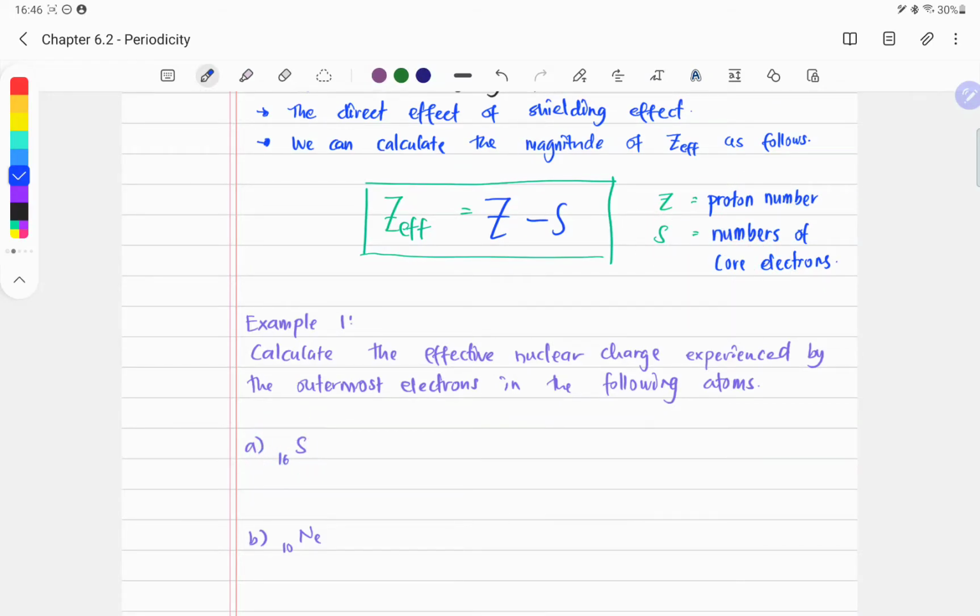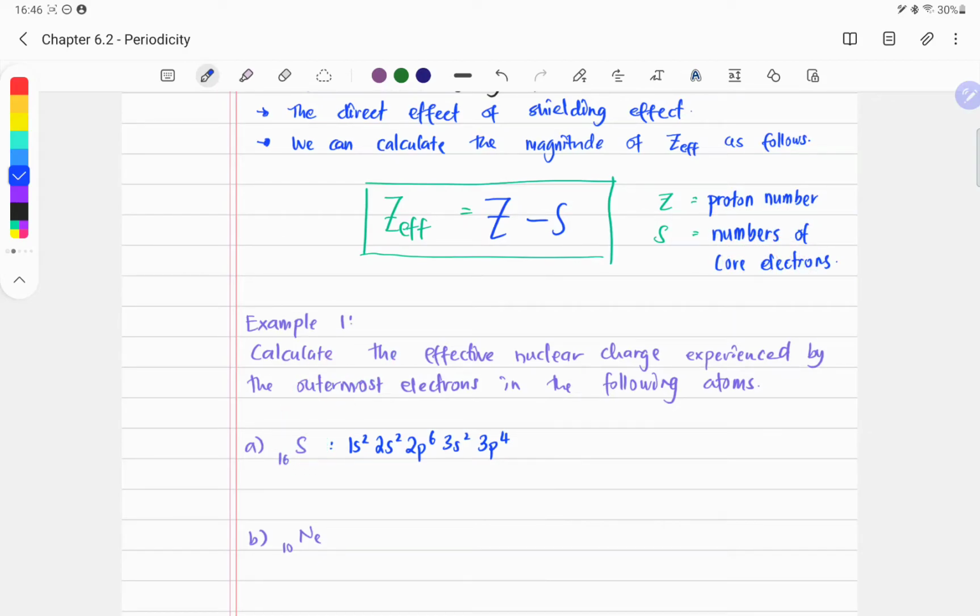So first of all, kita tengok dekat sini example 1, calculate the effective nuclear charge experienced by the outermost electrons in the following atoms. So here I have sulfur atom. So untuk sulfur atom, dia punya proton number 16, jadi dia punya electron configuration adalah 1s2, 2s2, 2p6, 3s2, 3p4. Jadi ini adalah electronic configuration of sulfur. Proton number kita dah ada dah. So kalau nak guna effective nuclear charge, kita dah ada Z. Now kita nak check number of core electrons.